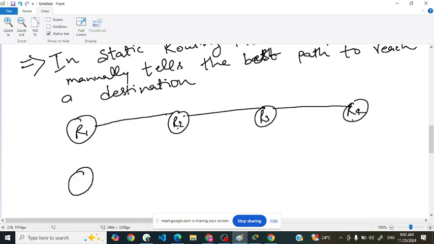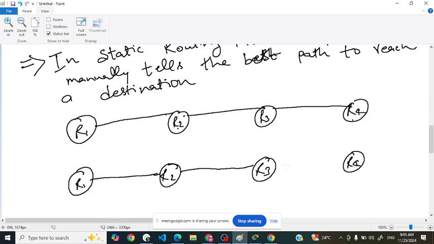But in the case of dynamic routing, the best path selection instruction will not be given by any administrator. The router will by itself decide the best path, how to send this packet so that it will reach from R1 to R4. This is not up to the administrator. This is up to the router.